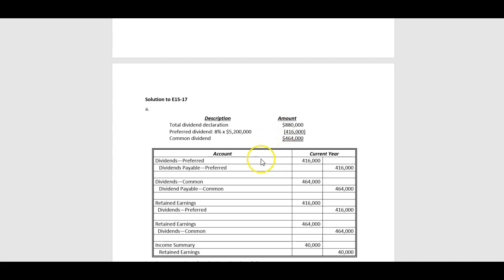So in order to do the journal entries, we go ahead and do dividends as the debit, as a temporary account, dividends payable, liability, and we show the amount that's going to preferred. We show the next piece for common.